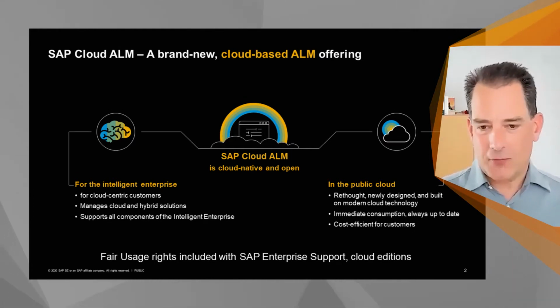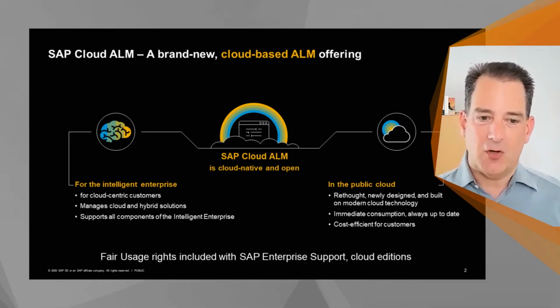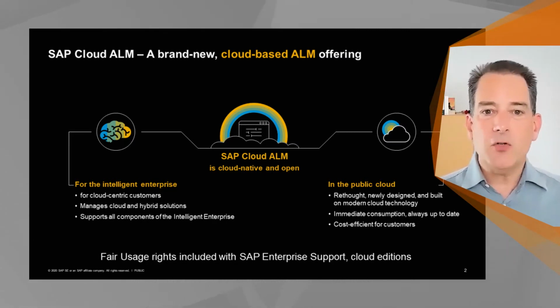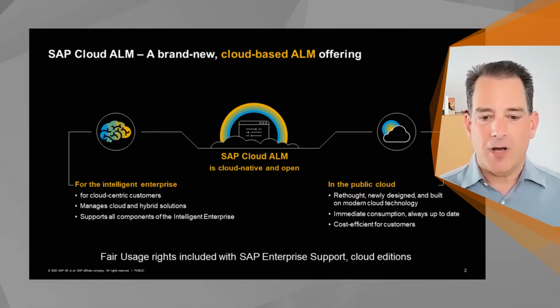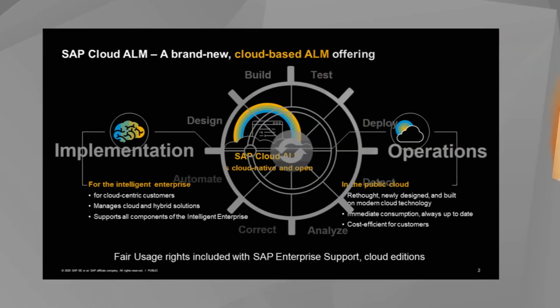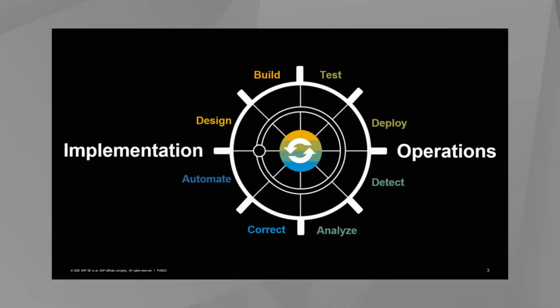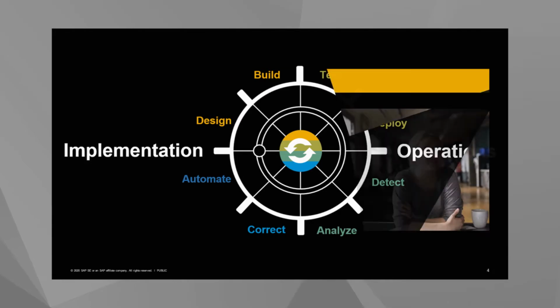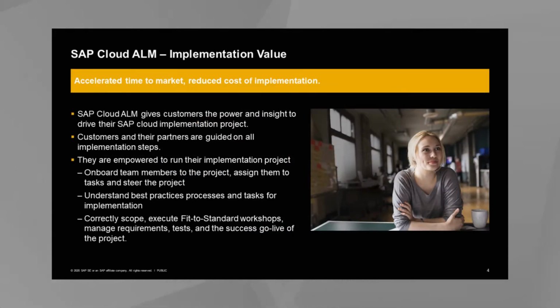And as we operate it for you, it is also cost efficient for customers, as the fair use rights for SAP Cloud ALM are included with SAP Enterprise Support Cloud Editions. SAP Cloud ALM has two major parts: implementation, going from design to deploy, and operations, starting from detect and going all the way to automate. Now let's take a deeper look at what we offer inside SAP Cloud ALM. Let's start with implementation. Michael, over to you.